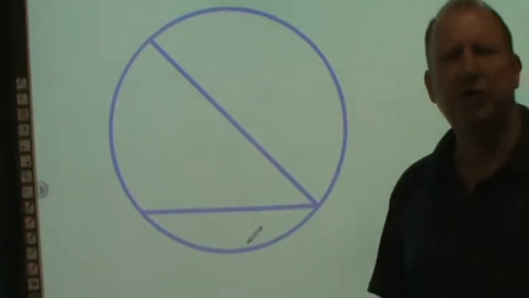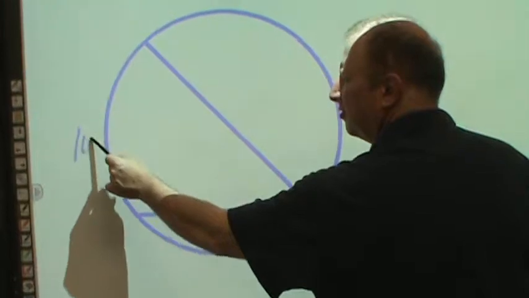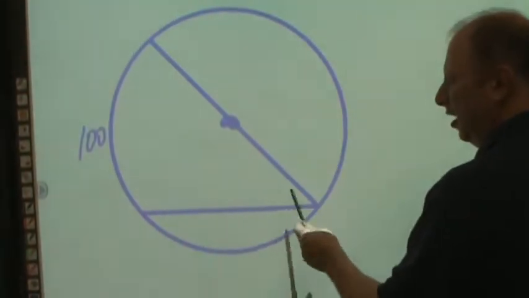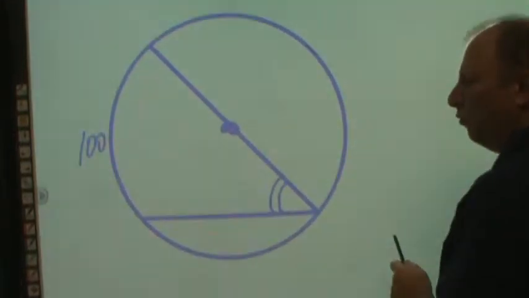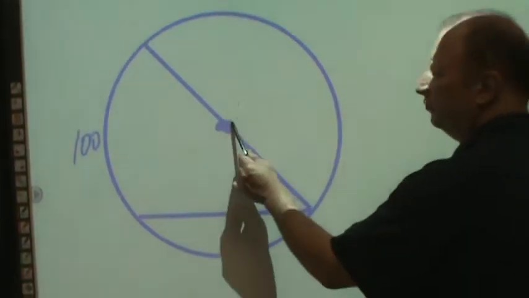Hi, what I'm going to be doing today are inscribed angles. And what I'd like you to do is, let's say this is 100 degrees and this is the center of the circle. And I want to find the measurement of this angle. So let's look at what we know.